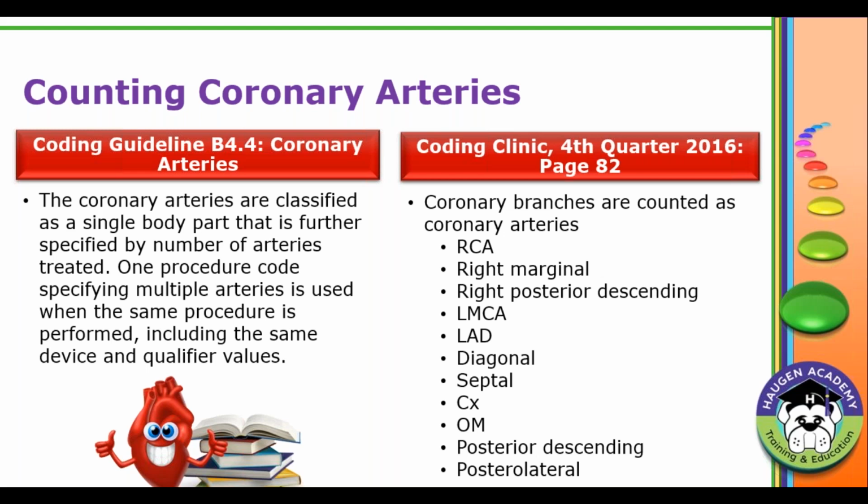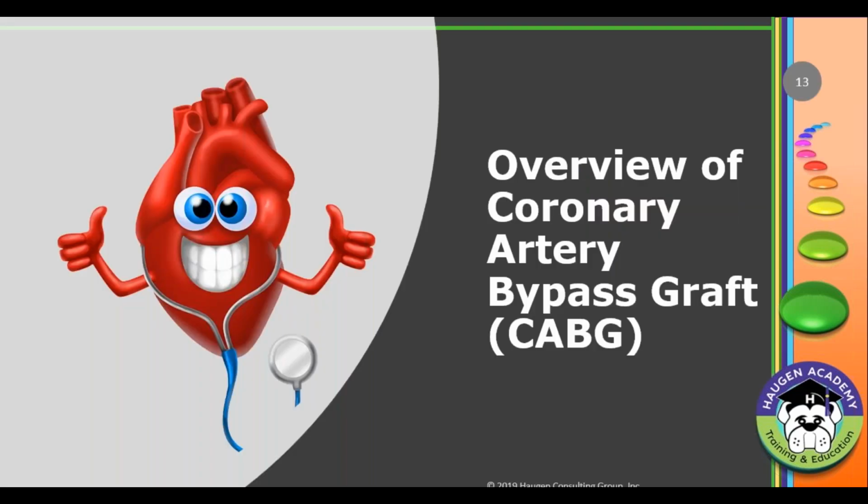There is a Coding Clinic from the 4th quarter of 2016 that addresses what I talked about on the previous slide, which is that each coronary artery and each branch off of a major coronary artery is considered to be a coronary artery when you're counting them for your body part. And that means that, like I said, if they did something in the main RCA, but also did a bypass to the right marginal, that would count as 2 different arteries, even though the right marginal is a branch off of the right coronary artery. That was a very quick overview of anatomy.